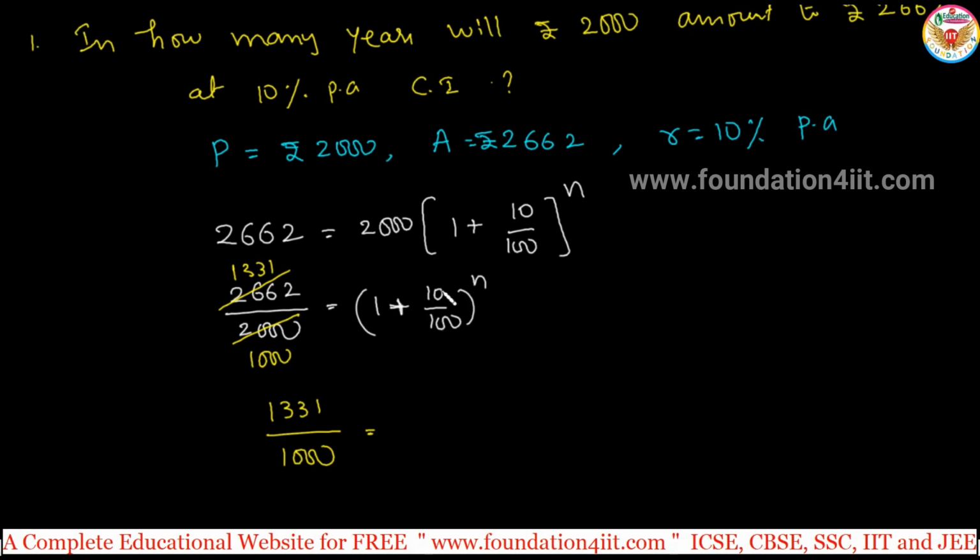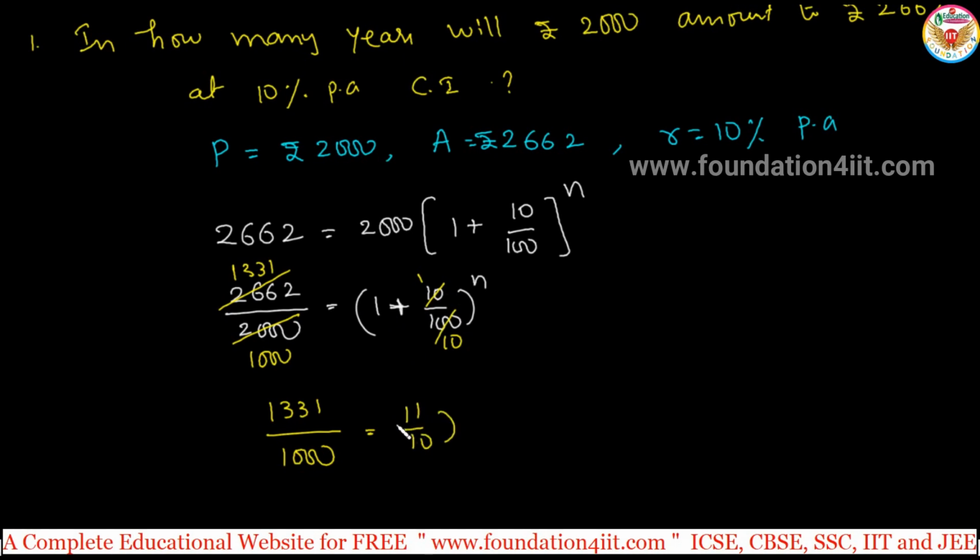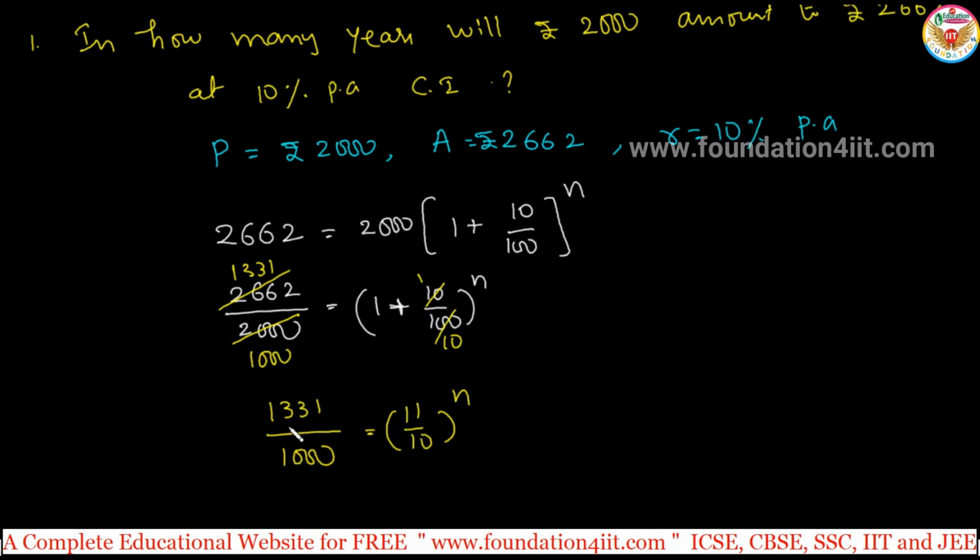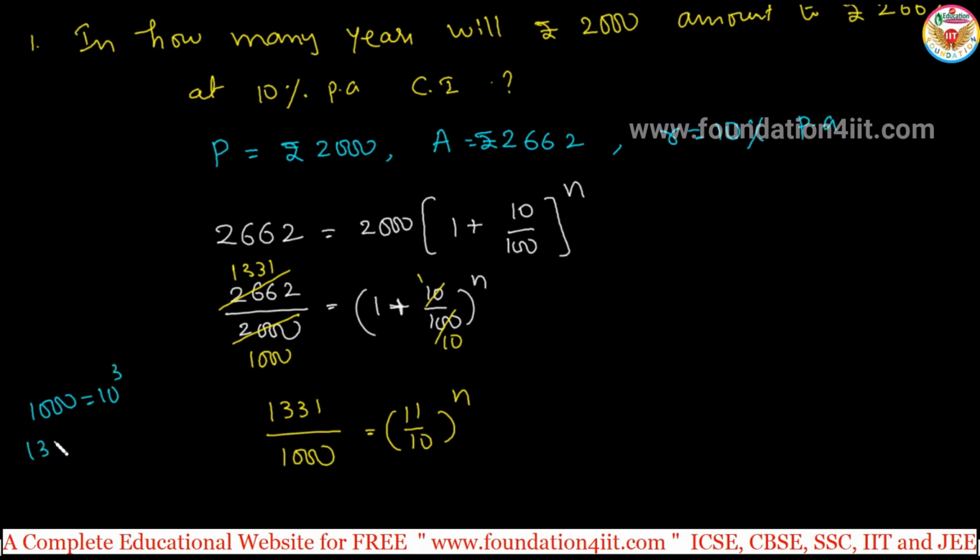Let us do the other side also. 1 plus 10 by 100: 10 ones are 10 times, so 1 plus 1 by 10 is 11 by 10, all to the power n. Now 11 by 10 is the base on the RHS. The LHS also should be made 11 by 10. If you notice, 1000 is 10 cube, 10 to the power 3, and in the same way 1331 is 11 cube.